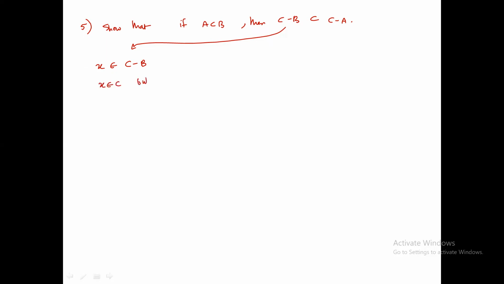Fifth question is: show that if A is a subset of B, then C minus B is a subset of C minus A. So we will start with this. Let X belong to C minus B. That means X belongs to C, but X does not belong to B.